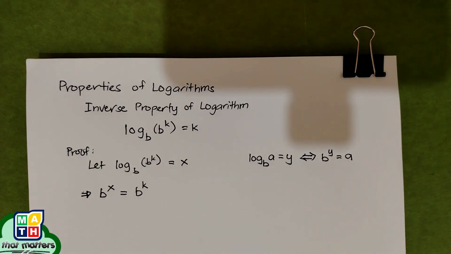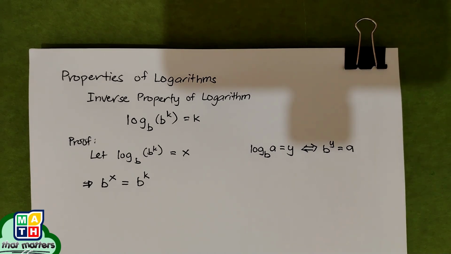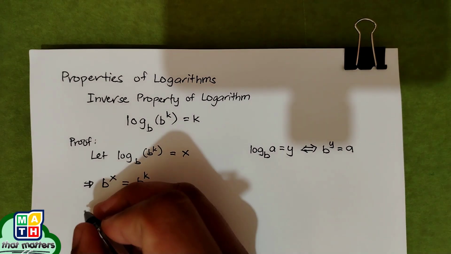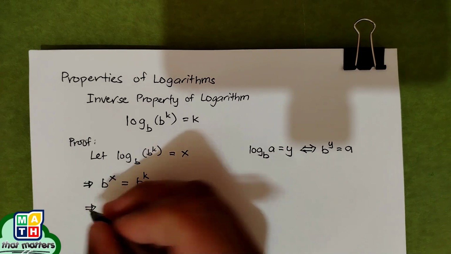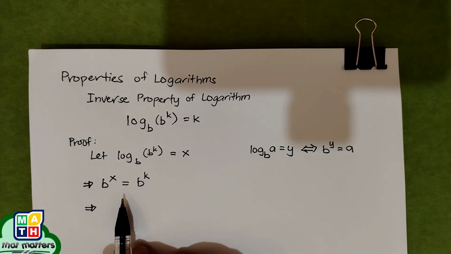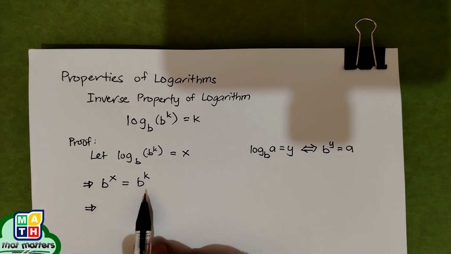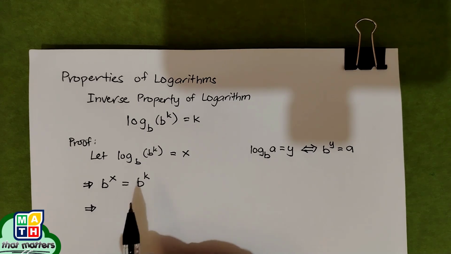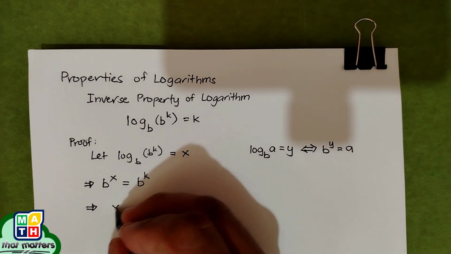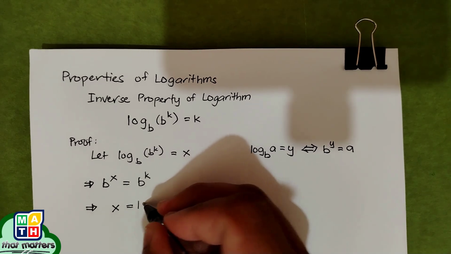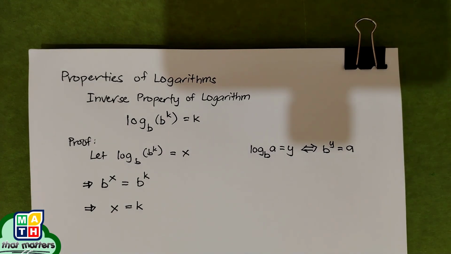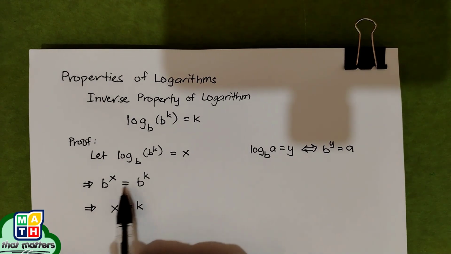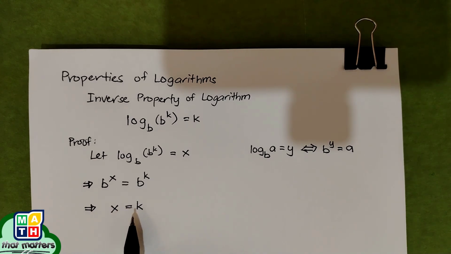Now from here, we're just going to use the property of equivalent exponents, which tells us that if we have two exponentiations under equality, and those two exponentiations have the same base, this will only tell us that the exponents x and k are also equal to one another, because this is only true if the exponents are also equal, given that we have the same base here.